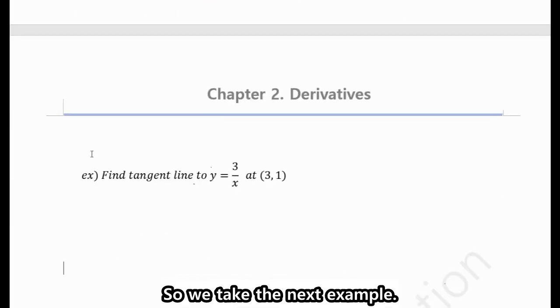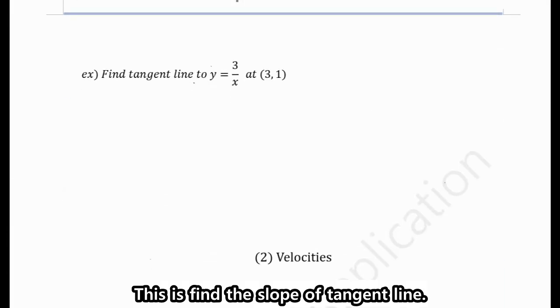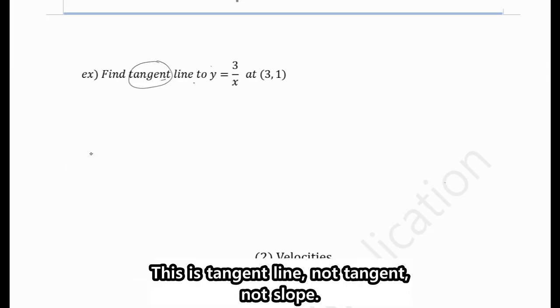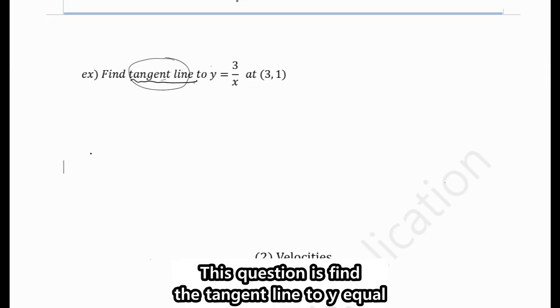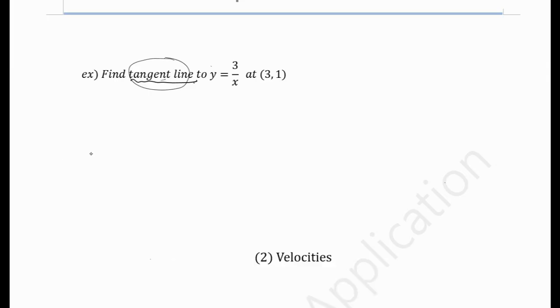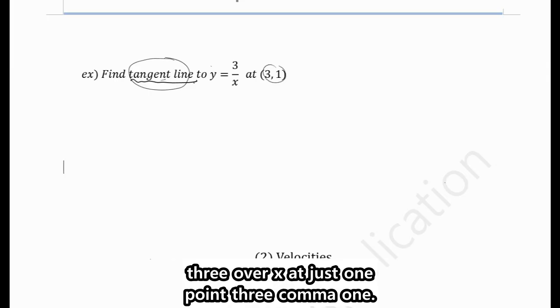So let's take the next example. This is find the tangent line, not the slope. The question is: find the tangent line to y equals 3 over x at the point (3, 1).